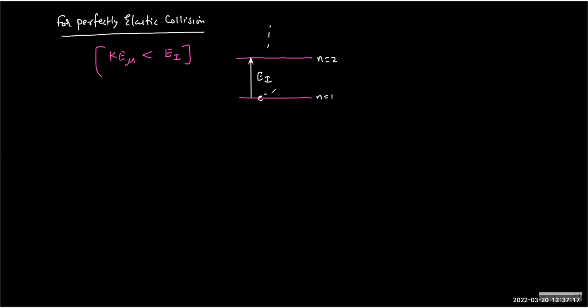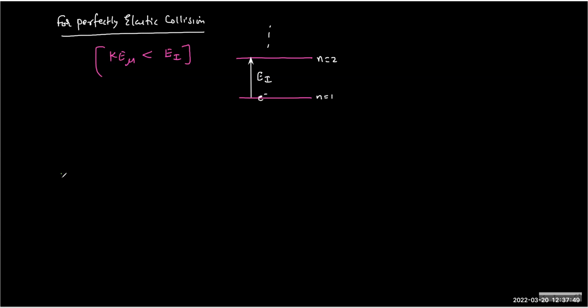So if the K mu is less than E1, then this is going to be perfectly elastic. Nothing will be absorbed, and the neutron will just move with its own motion. It may reflect back, momentum will be conserved, and that's it. So the electron will remain in the ground state. That's the meaning.